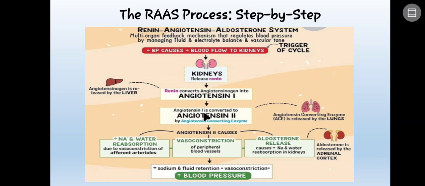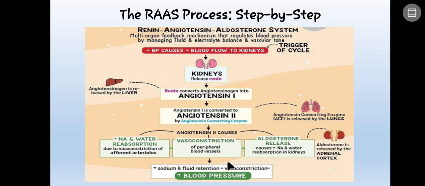Once the renin is being released into the blood, already in the blood we have the angiotensinogen, which is a protein produced by the liver. This renin will convert this angiotensinogen into angiotensin 1. And then the angiotensin 1, as it circulates, gets to the lungs. The lungs produce an enzyme, angiotensin converting enzyme. This enzyme produced by the lungs converts this angiotensin 1 into angiotensin 2.